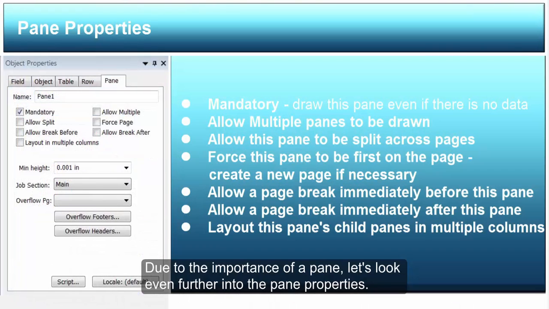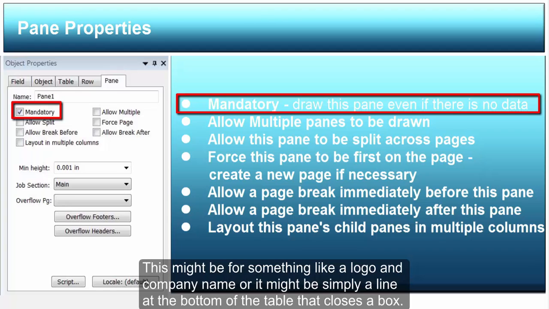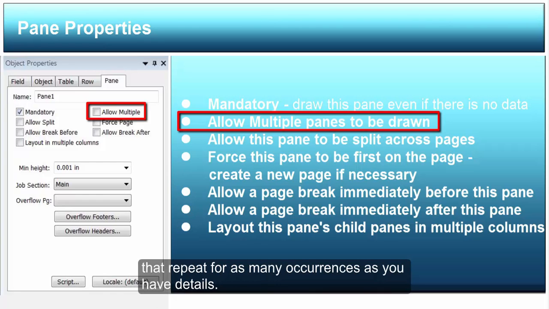Due to the importance of a pane, let's look even further into its pane properties. The first option is mandatory, which means this pane will be laid whether there is data or not. This might be for something like a logo and company name, or it might be simply a line at the bottom of a table that closes a box. The next option is allow multiple, and this is generally used for things like detail line items that repeat for as many occurrences as you have details.